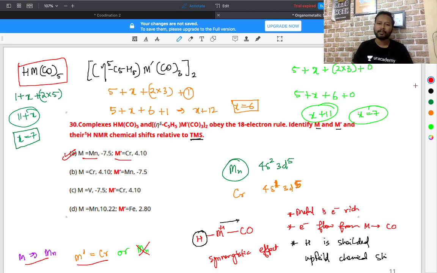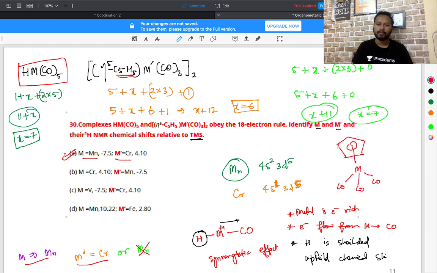Talking about the second complex over there, your proton NMR active region is nothing but this eta 5 C5H5, meaning this cyclopentadienyl ligand. If I just draw it, it will look something like this. This is your eta 5, and you have the metal, and you have CO attached to that.